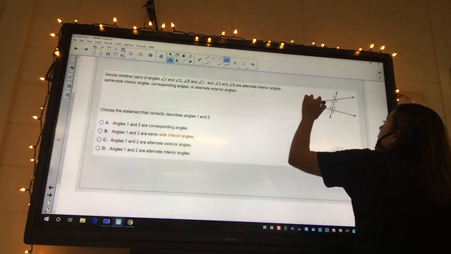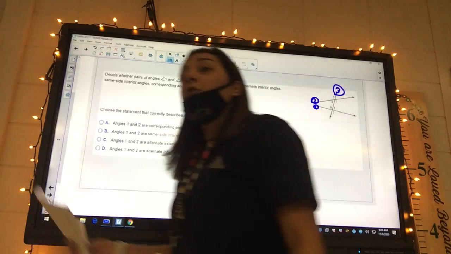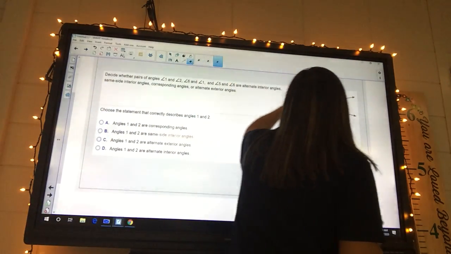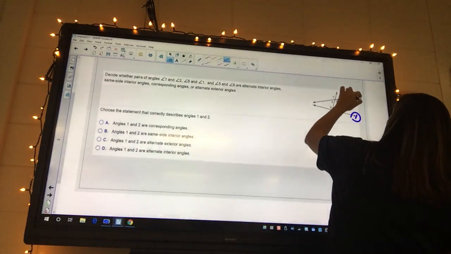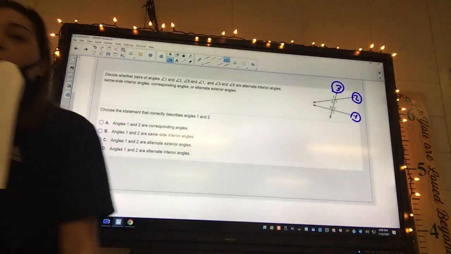Okay, it says decide whether the angle pairs, and we got 1, 2, and 3. Okay, first thing we need to figure out which one is our transversal. Look at my picture. Which one is the transversal? What do you guys read? I got 1, 2, and 3. Which of those lines is the transversal line? 3.